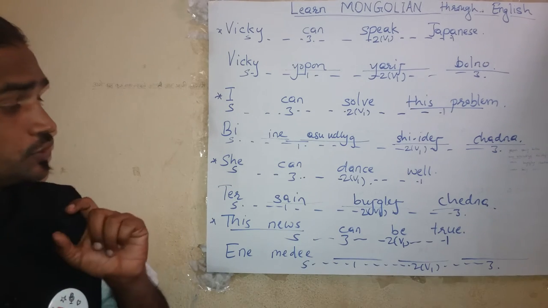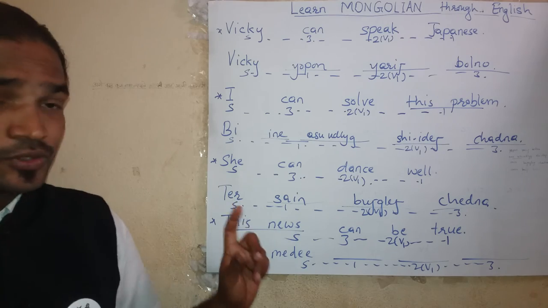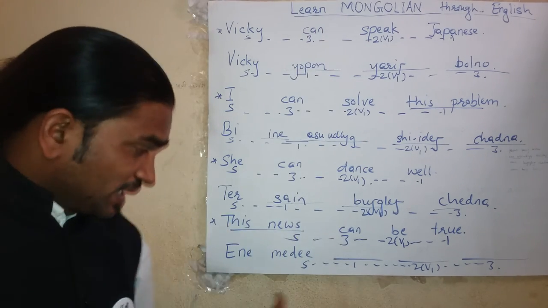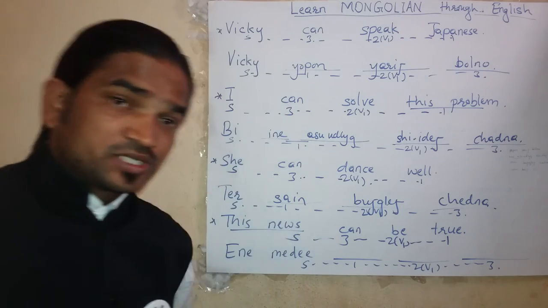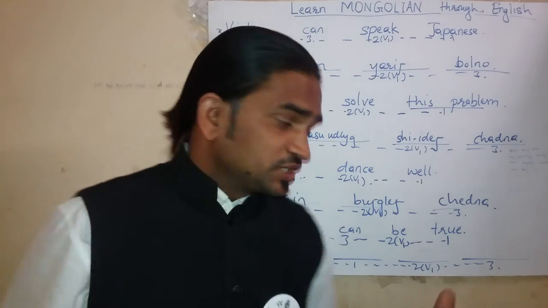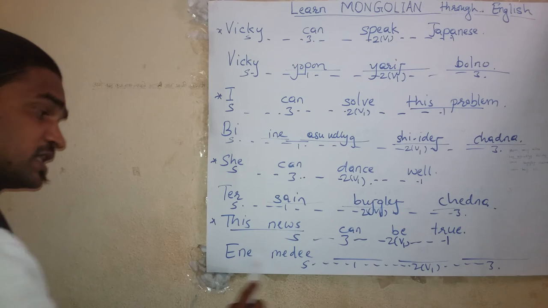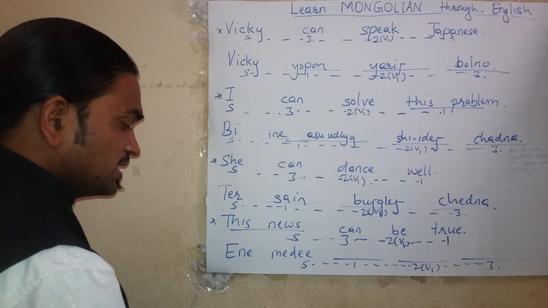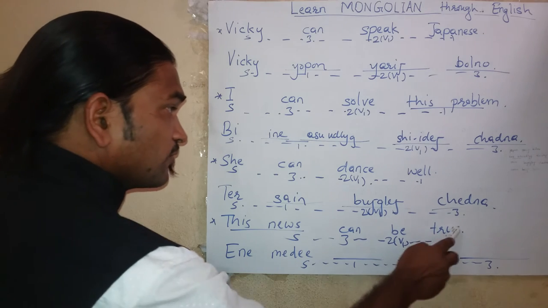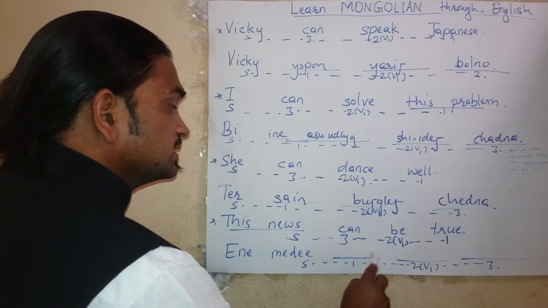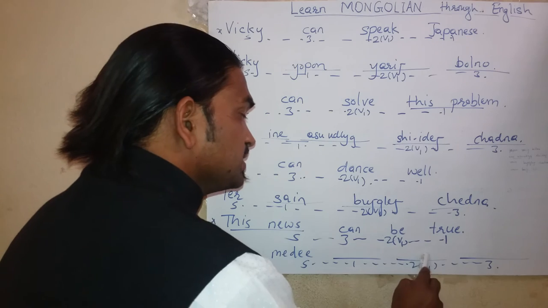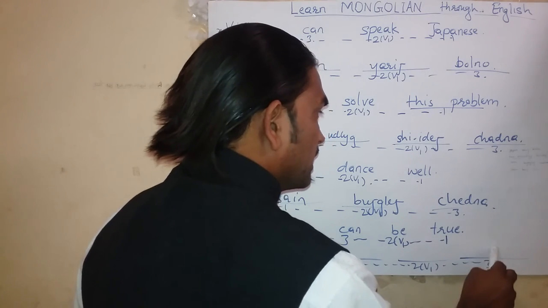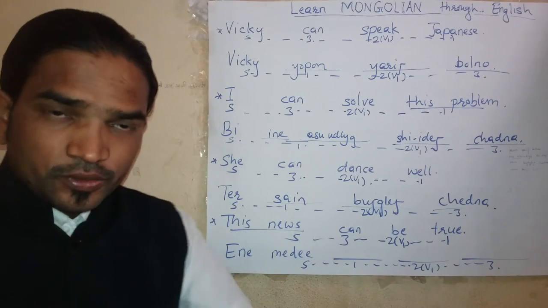Okay. Now you should look at this sentence: This news can be true. You should try to speak this sentence in Mongolian language again and again orally. And at that time, you should try to type the sentence in the comment box again and again. First, you should write the word for this news, ene medee. Start typing in the comment box: ene, E-N-E, medee, M-E-D-E-E. The word for true is unen, U-N-E-N. The word for be is bai, B-A-I. The word for can is bolno, B-O-L-N-O. So pause the video and try yourself.